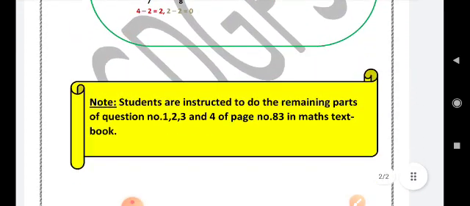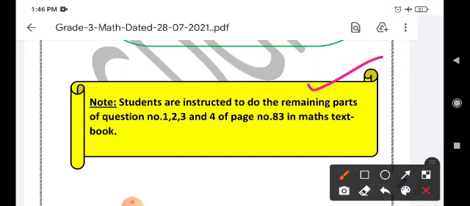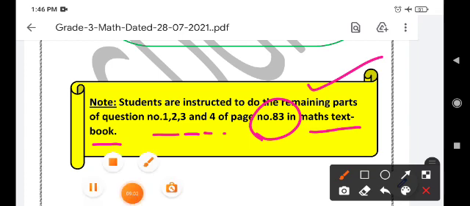Dear students, you are instructed to do the remaining parts of questions 1, 2, 3, 4. That is on page 83 in the maths textbook. Do it neatly and understand it in a better way.